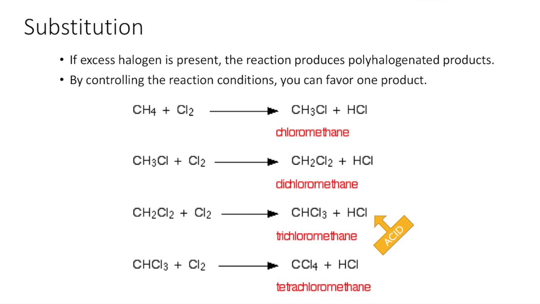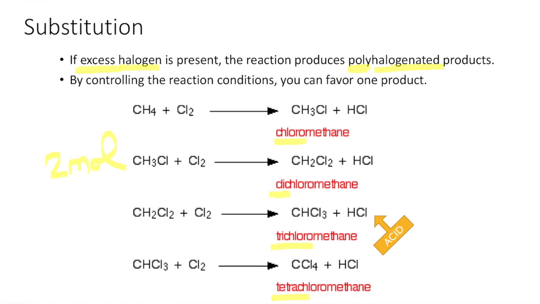Continuing to look at substitution here, if you've got excess halogen that's present, that means that if I add more than 1 mole, the reaction produces what we call poly, or many, halogenated products. So if you've got 1 mole of chlorine, you produce chloromethane. If you add 2 moles, you're going to get dichloro. 3 moles will give you trichloro, and 4 moles will give you tetrachloromethane.